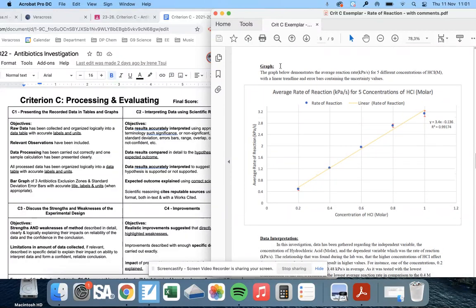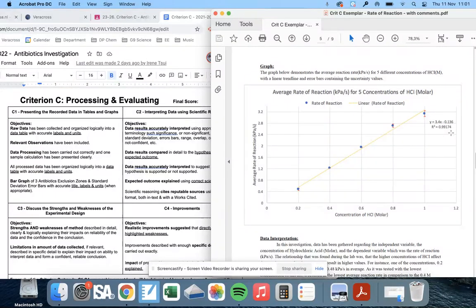So the graph also has a brief description, a sentence that explains what the graph is about. It has a title that's very clear. It has axes that are labeled properly that have units. And for a scatter graph, it has error bars, and it has an equation presented and the r squared value presented.